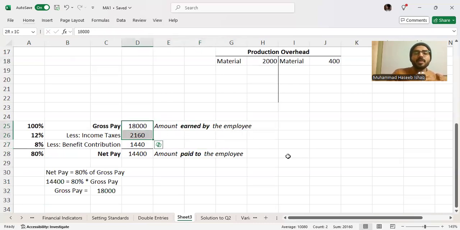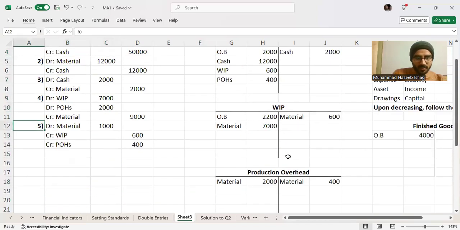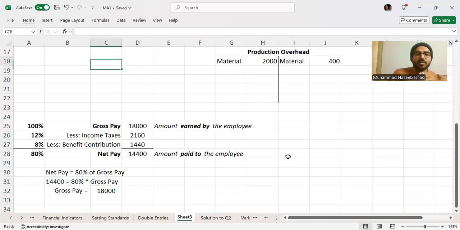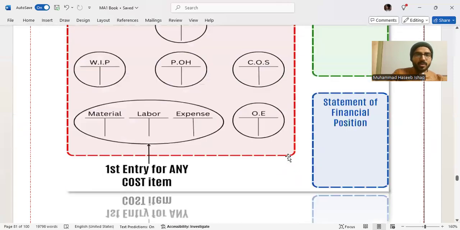Once you have done these calculations and gotten these figures, only then can you post this transaction, post the double entry for it. So what would be the double entry? You have to debit the labor account, or salaries account, or wages account. By what amount do you have to debit the labor account? You have to debit it by the cost incurred related to employees, right?